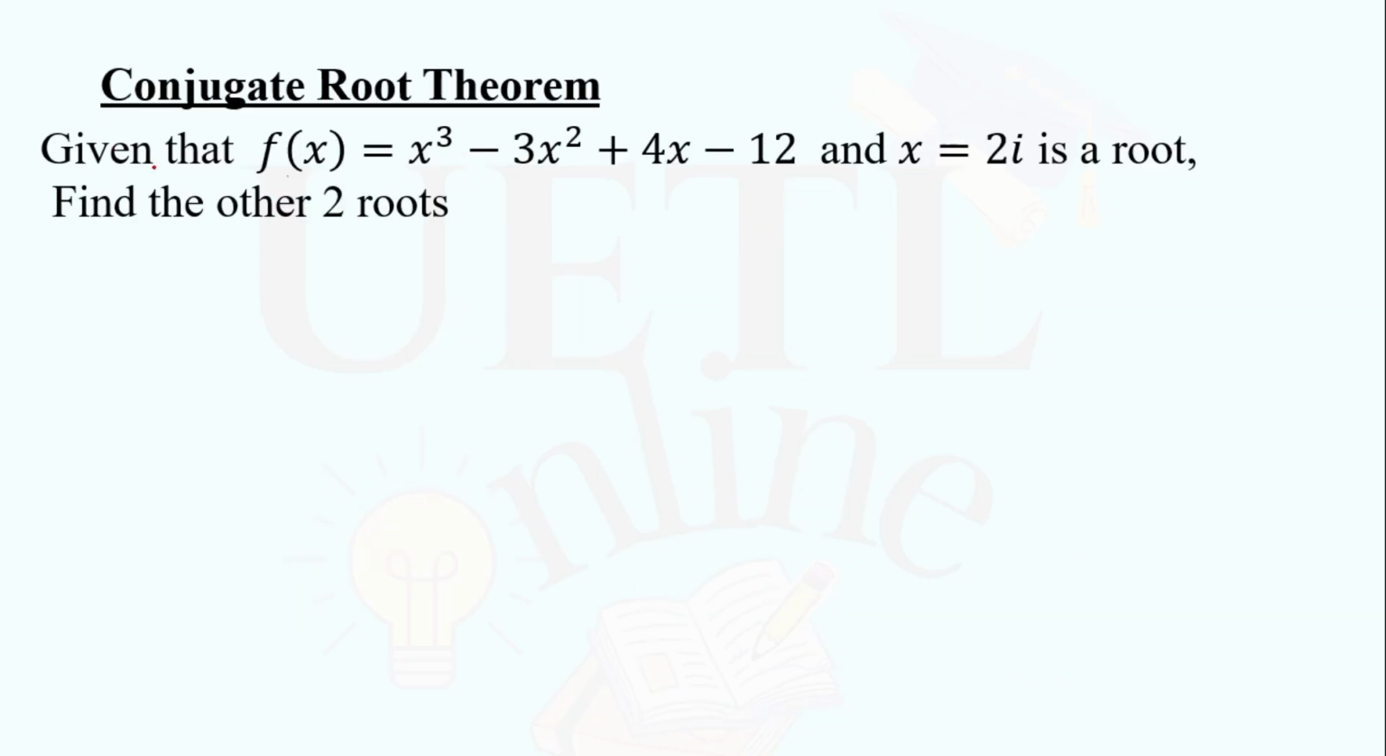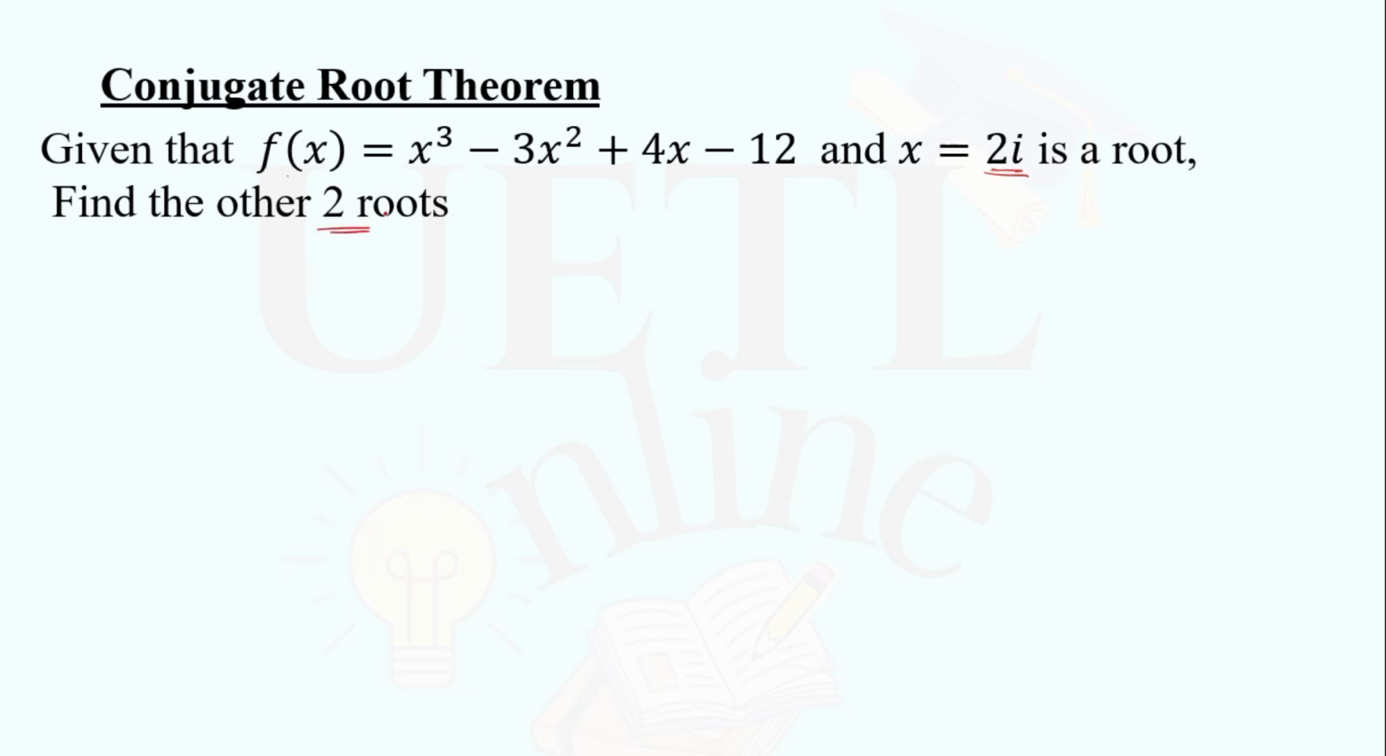Now let's look at the conjugate root theorem. I'm going to be using this question to explain this theorem. The question says: given that f of x is equal to x to the power 3 minus 3x squared plus 4x minus 12, and x equals 2i is a root, then find the other two roots.